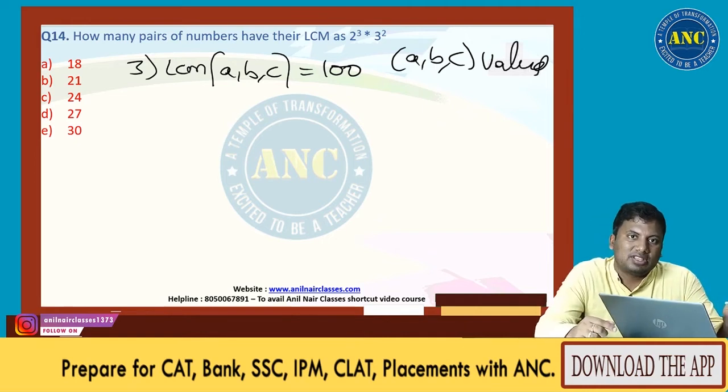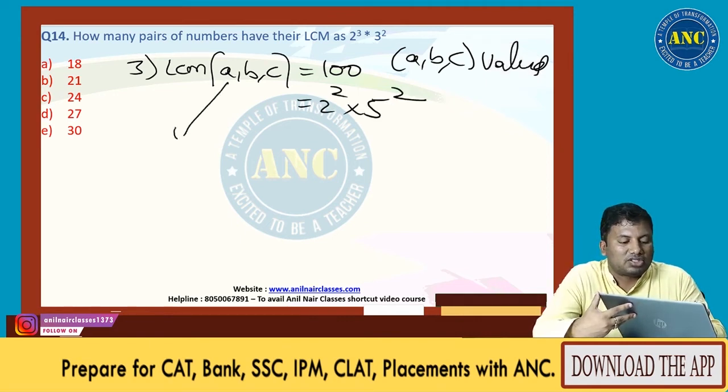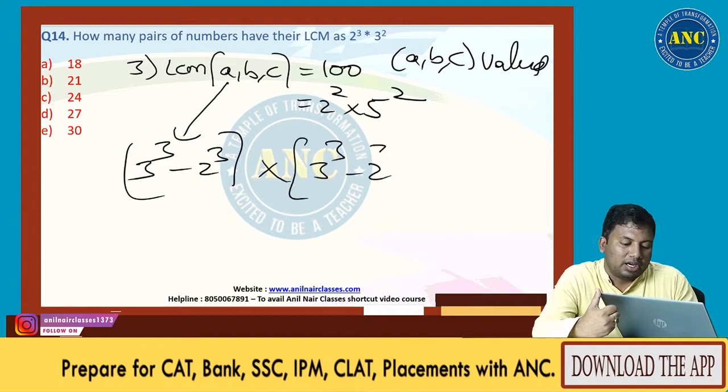LCM of ABC equivalent to 100. 100 is nothing but 2 square into 5 square. All the powers of 2, 0 to 2, 3 cases. 3 variables are there. Don't take 2 square minus 2 cube. Similarly, all the powers of 5, 0 to 2, 3 cases, 3 cube minus 2 cube.